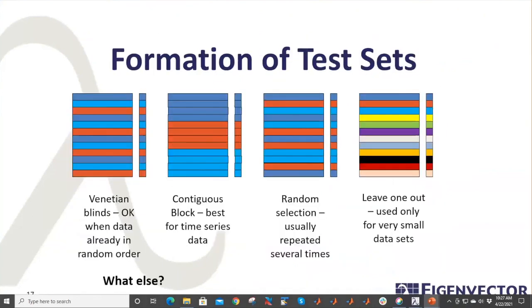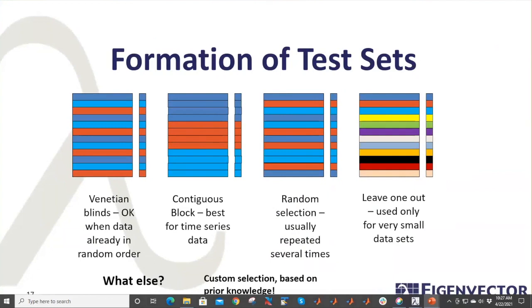So it is important how you form your test sets or your subsets. Here is a look quickly at some of the options in the software. The default is going to be Venetian blinds. It seems to work on most data if it's in a random order. Contiguous block works best for time series. Leave one out works well for small data sets. It can take a while if you have large data sets and be overly optimistic. And then there's also custom.